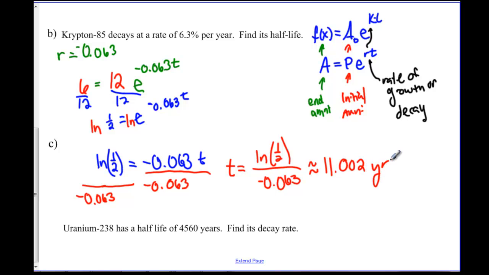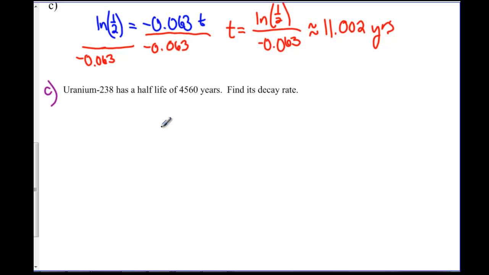All right, so for C, it's telling us it has a half-life of 4,563 years, and it wants us to find the rate. So after 4,560 years, we're going to have half as much as we started with. So this is where I know their E goes here, and I know it's giving me a time of 4,560 years. No idea what the rate is. That's what they want us to solve for, right?